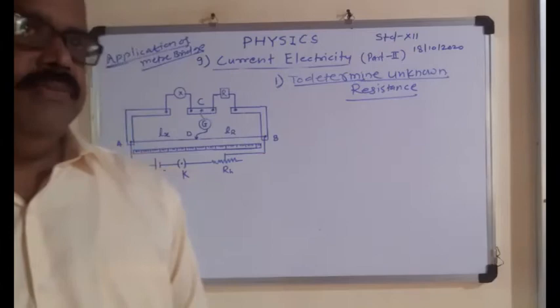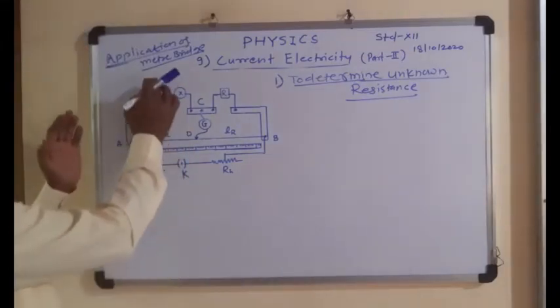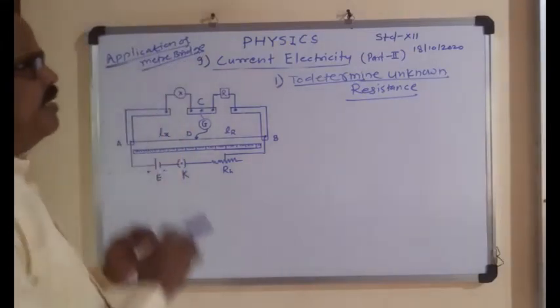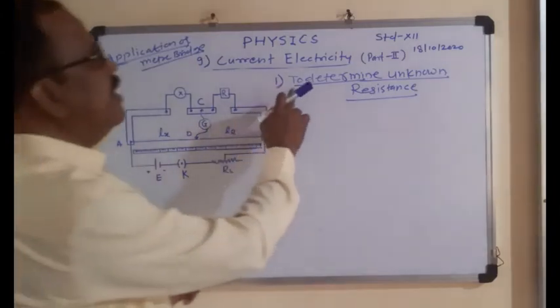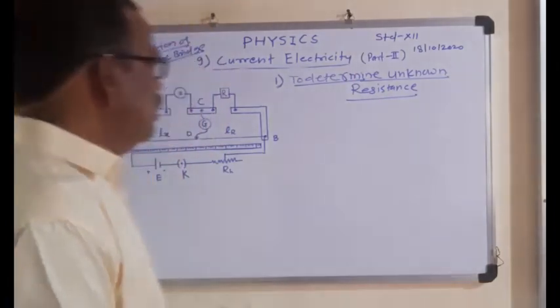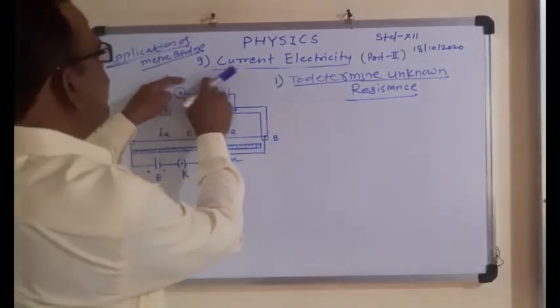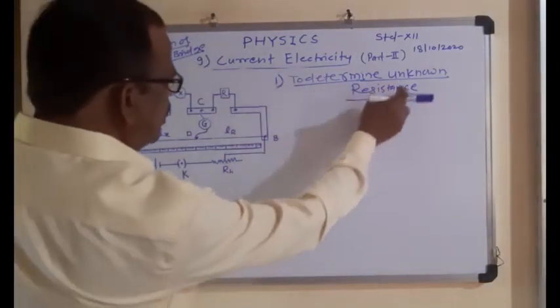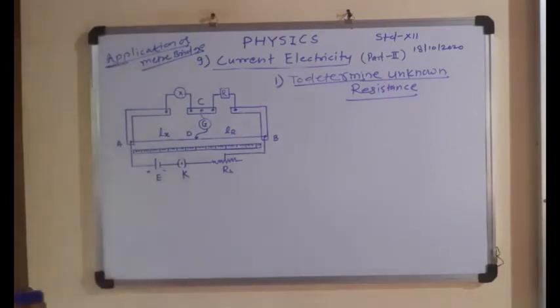Welcome to everyone. Today we are going to learn applications of meter bridge. The first application of meter bridge is to determine the unknown resistance. The electrical network for determination of unknown resistance is as follows.